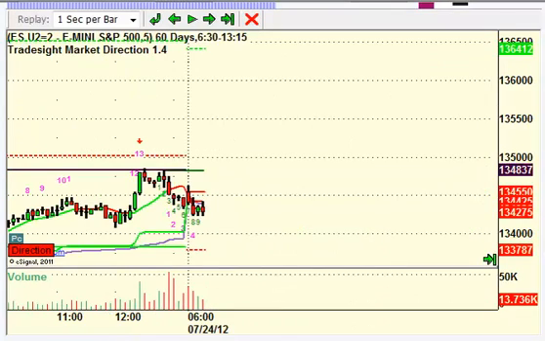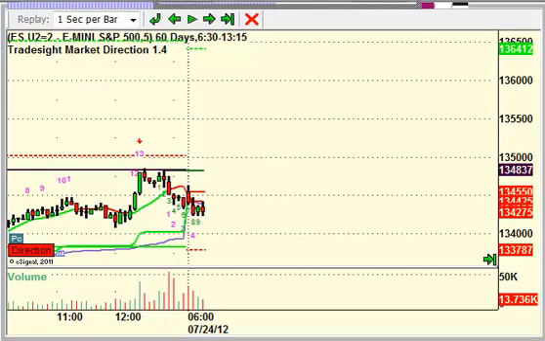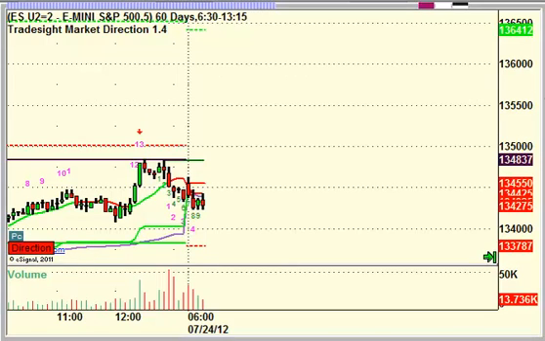Good evening. I just wanted to review the ES action today from an educational perspective. Yesterday we had talked about a trade setup where the market crossed from what we call market direction red, and the visual way to cue that is the red direction box here on our screen, changing to market direction green, and we caught a long on the ES.